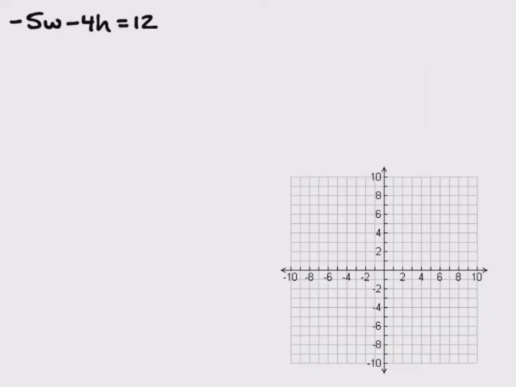Alright, let's practice that last skill by graphing all the solutions to negative 5w plus 4h equals 12. So you decide which variable should be the dependent variable, put it in slope-intercept form, and go ahead and graph this equation.